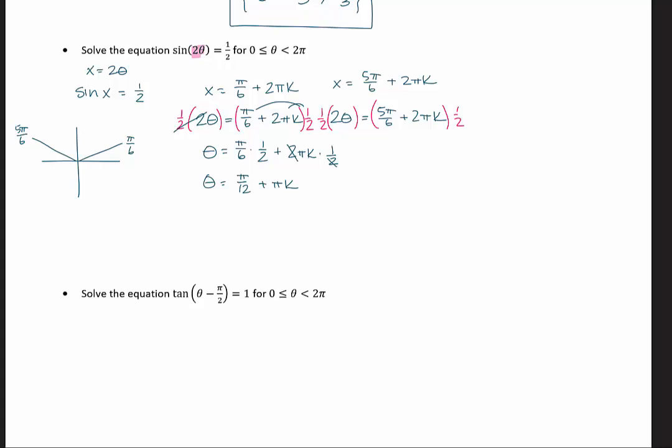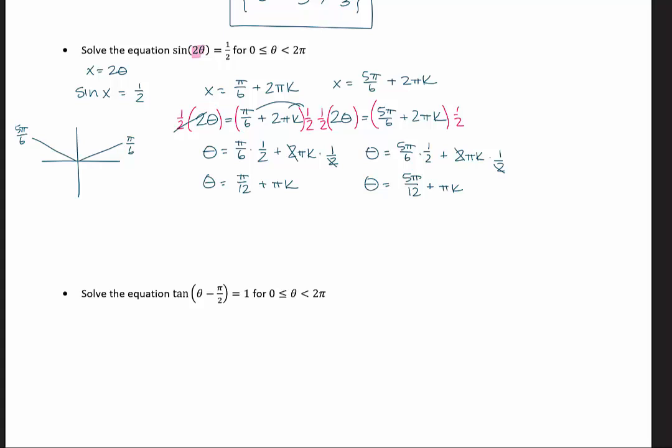And the same thing is going to happen over here. I get theta equals 5 pi over 6 times 1/2 plus 2 pi k times 1/2. So this theta would be 5 pi over 12 plus these 2's go away, and you're left with pi k.